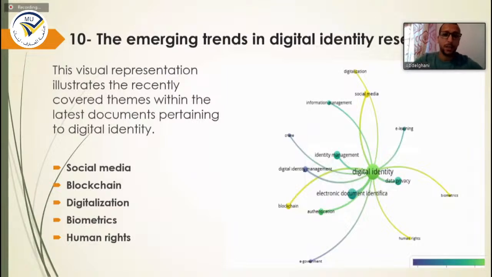The emerging trends in digital identity research. In this map we notice the most used keywords in the latest research related to digital identity, which are social media, blockchain, digitalization, biometrics, and human rights.